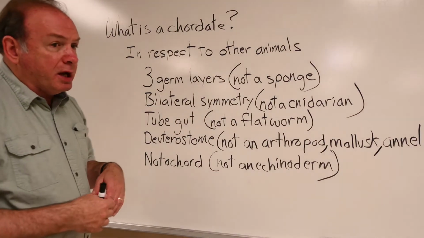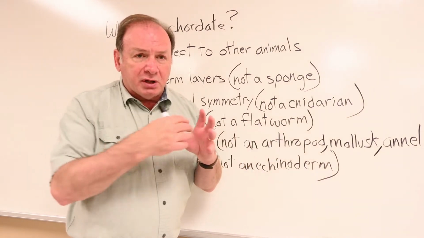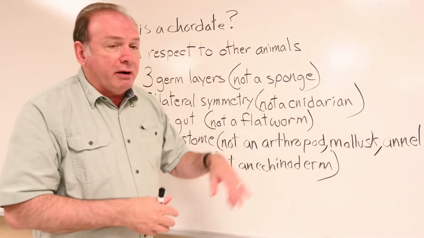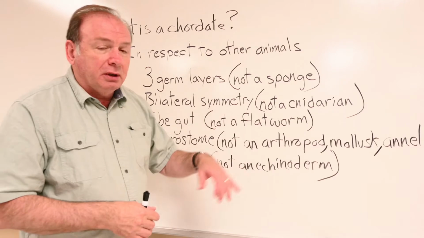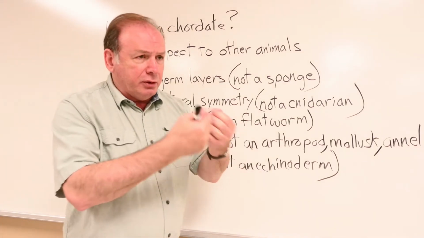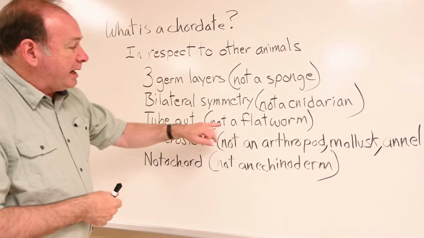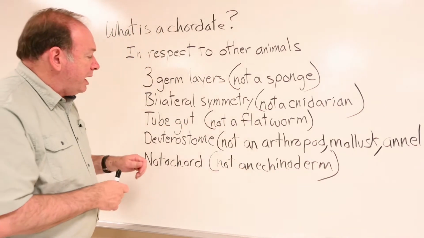Next, we have a tube gut. That's a gut that extends all the way through. It's not just a sac. In the cnidarians and in the flatworms, the gut, if it's present at all, is just a sac. The food comes in the mouth and then it's spit right back out. It doesn't form a complete tube through the body.